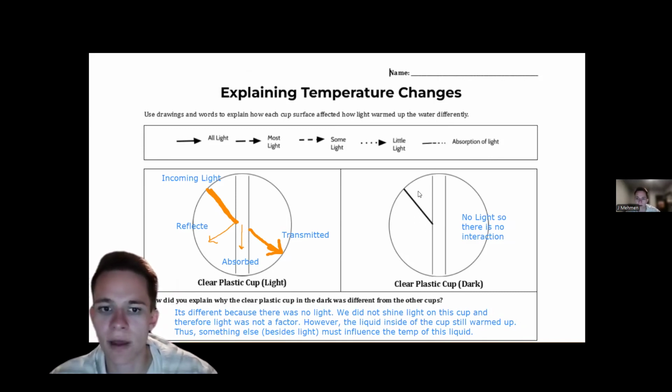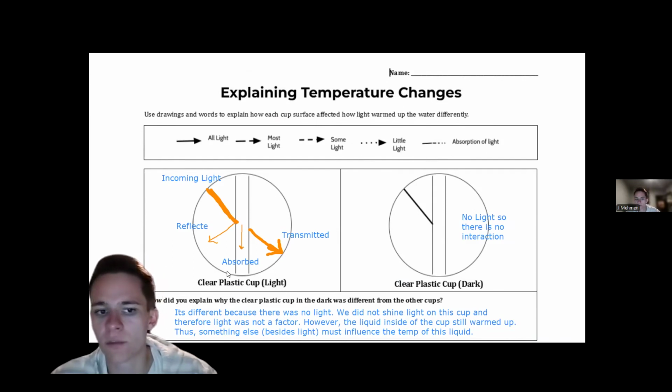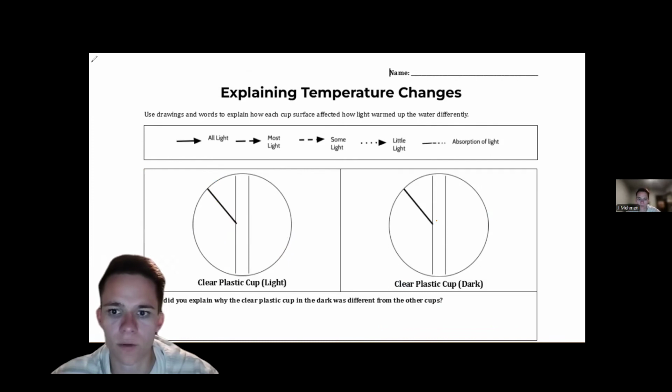This is our first set of models. Hopefully you're following along. I represented the incoming light, the light that I shined on my cup. Most of it was transmitted. I demonstrated that with a thick arrow. Some of it was reflected, and then some of it was absorbed. Let's go on to the next one.